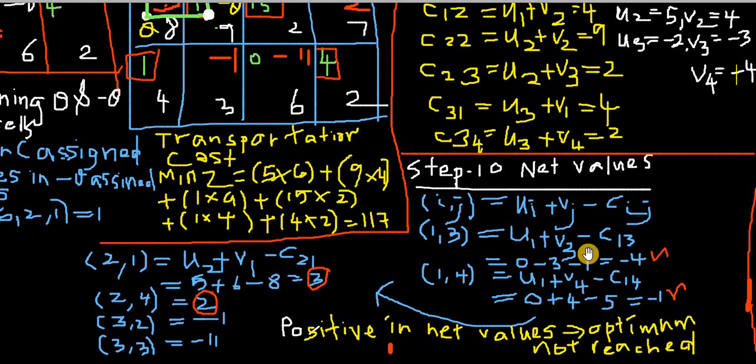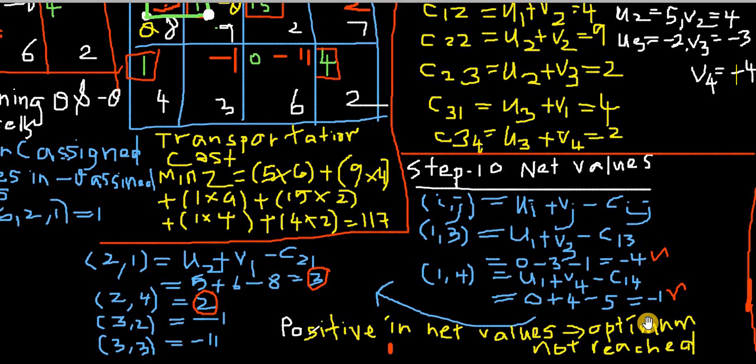Now what we have to see here? In the net values, all must be negative or 0. No positive number should come. If a positive number comes, then optimum is not reached. Here we see that 2 numbers are coming as positive, therefore optimum is not reached here. Look at the net values. Therefore positive in the net values implies optimum is not reached. So what to do next?